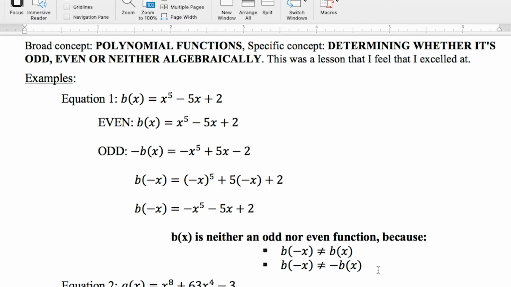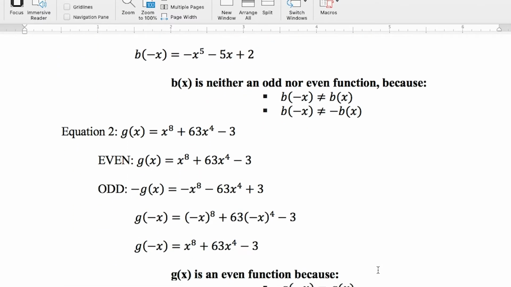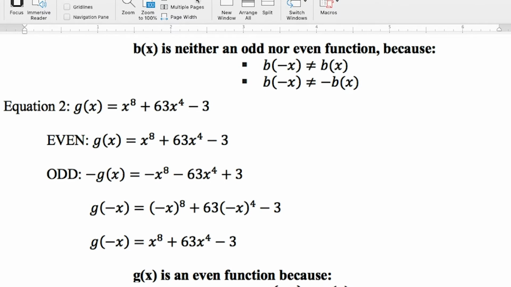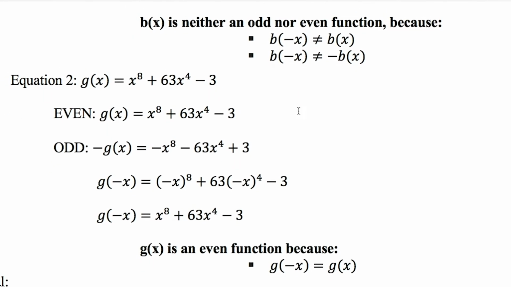Moving on to our second equation or function, it would be x to the eighth power plus 63x to the fourth power minus 3. And keep in mind, I'm doing trinomials here, but not every polynomial function is a trinomial. That's just how I did it.